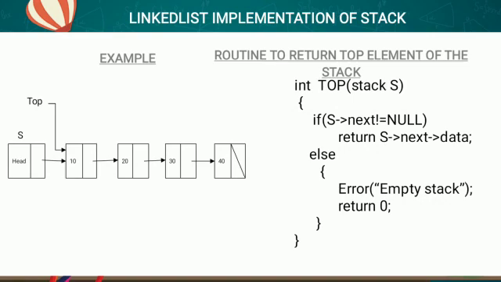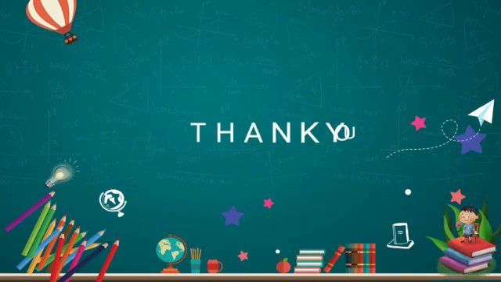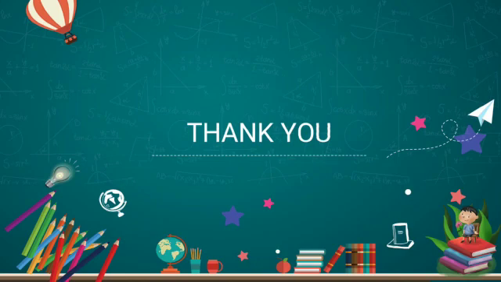Then last, the routine to return the top element from the stack. To do this, first check for an empty stack. If the stack is empty, then there is no element in the stack, so here we return nothing. Otherwise, we return the element present in the S of next node, that is the data of the next node of the header in the list. That's all for the implementation of the stack data structure.